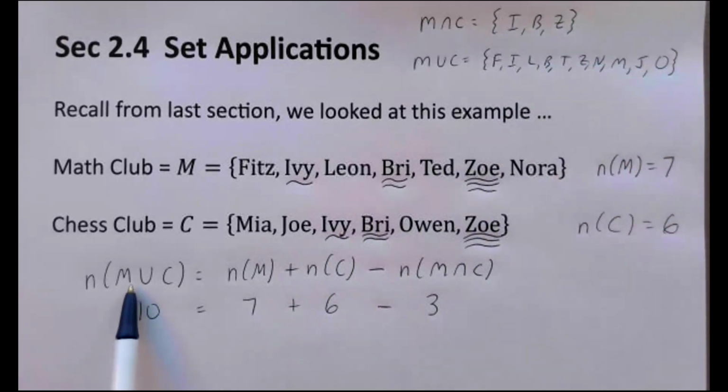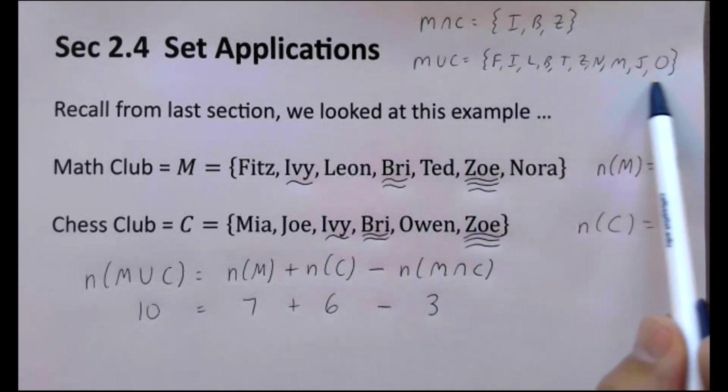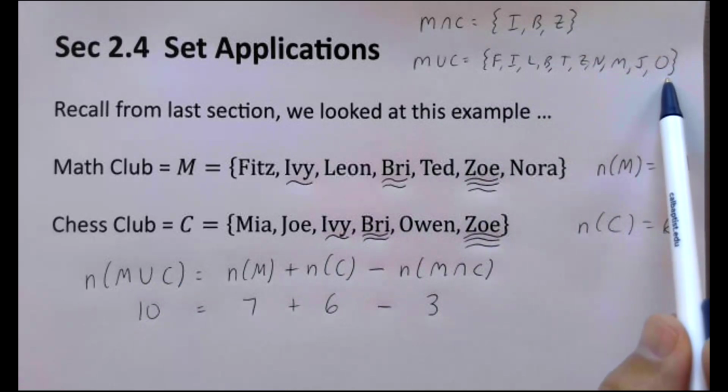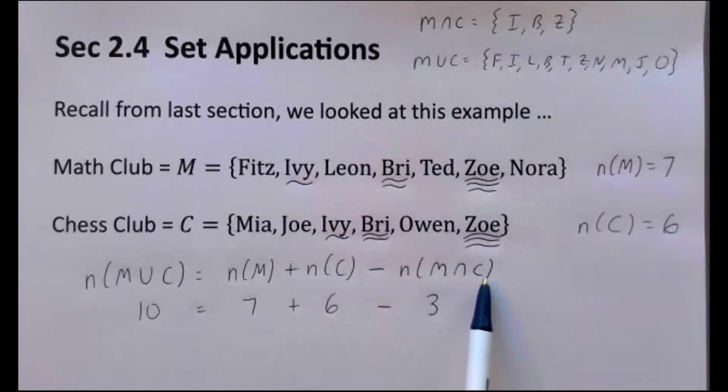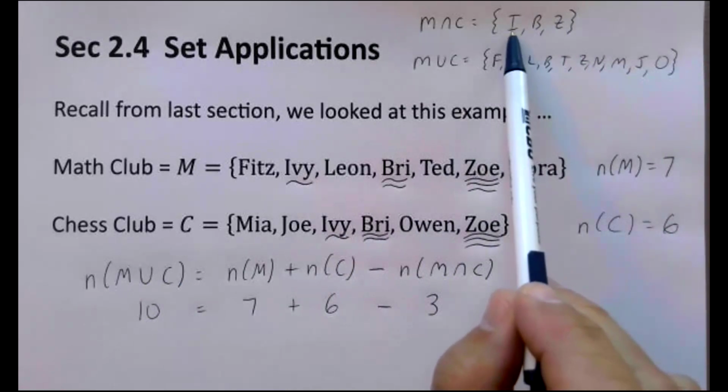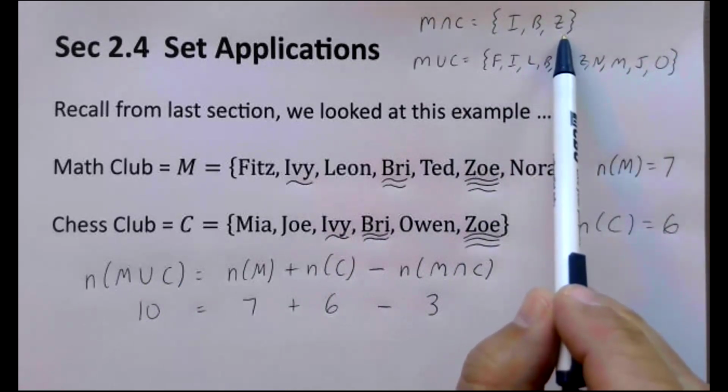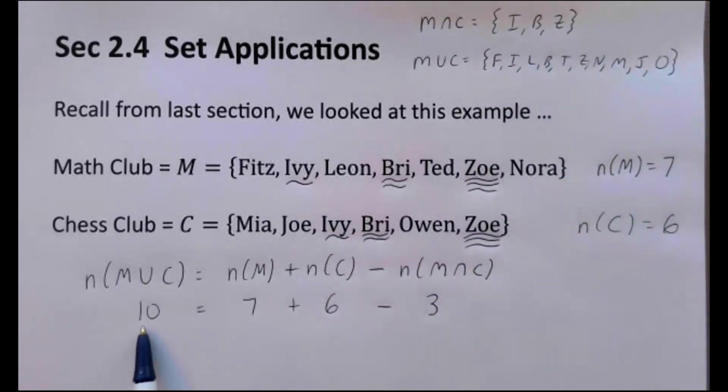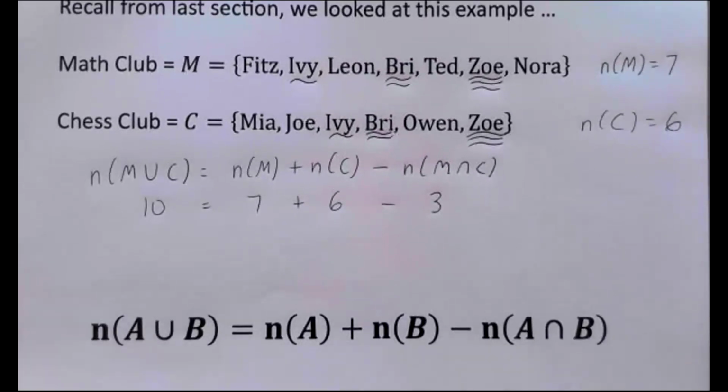So when we're saying that the math club union chess club has 10 elements, we're talking about these 10 people right here. When we're saying that the math club intersected with the chess club has 3 elements, we're talking about these 3 people right here. And this formula holds, right? 10 equals 7 plus 6, but oops, we counted 3 of them twice, so let's fix that double counting. 7 plus 6 minus 3 does make the 10. So that formula works in general.